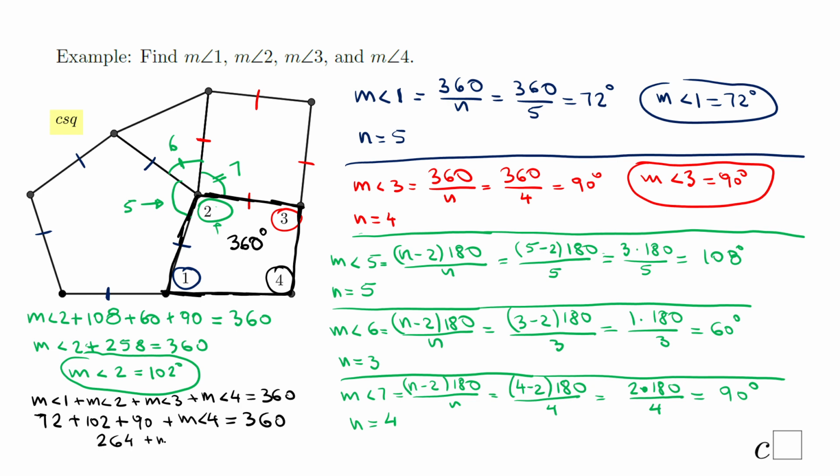plus the measure of angle 4 equals 360. So the last thing obviously is to subtract 264 from 360, I'm sorry. So we're going to have 360 minus 264. That will be 96 degrees. And that's it for this problem. A longer problem, but you see, you need to know about exterior and interior angles of a polygon.